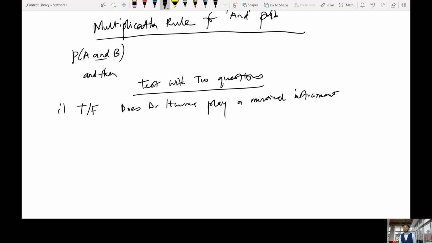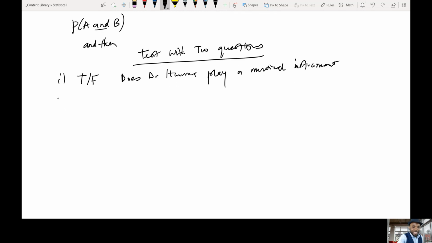True or false? So it can either be true or false. For those who know me, you will know what the answer is. The second question, multiple choice: my favorite color is what? I'm sure it's very obvious.